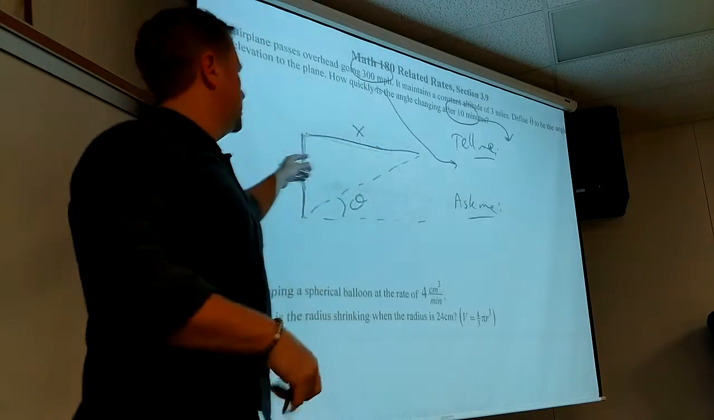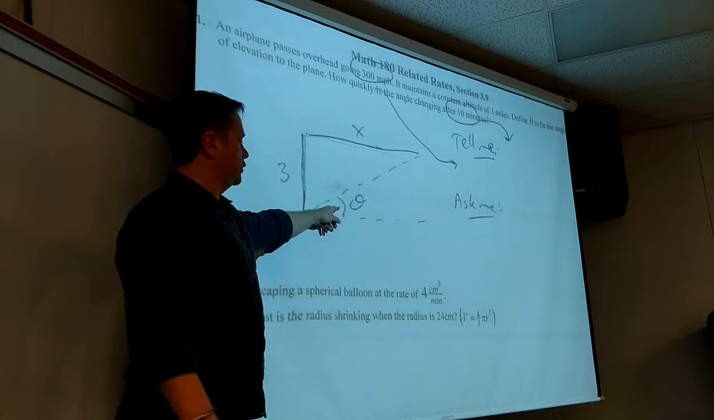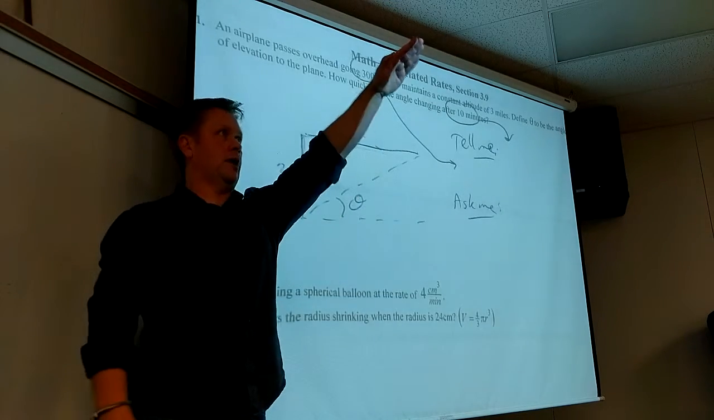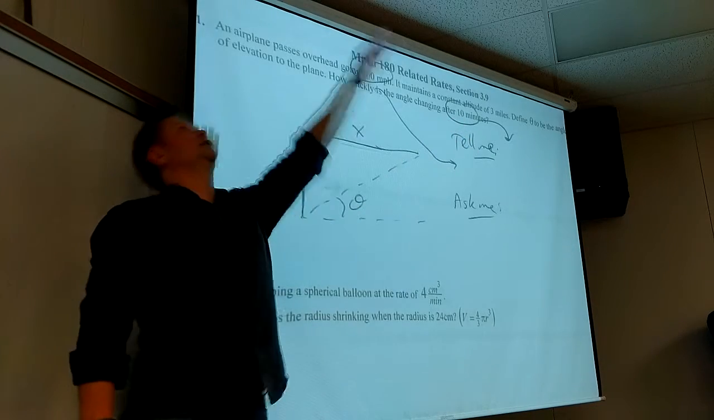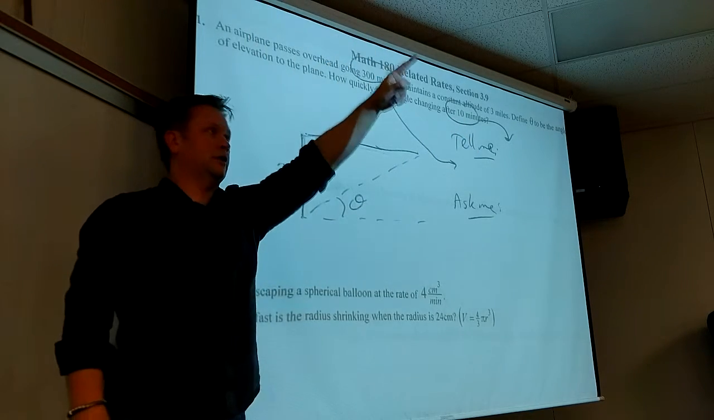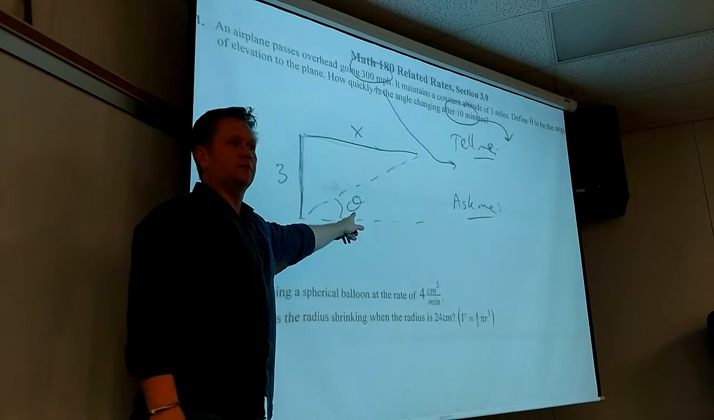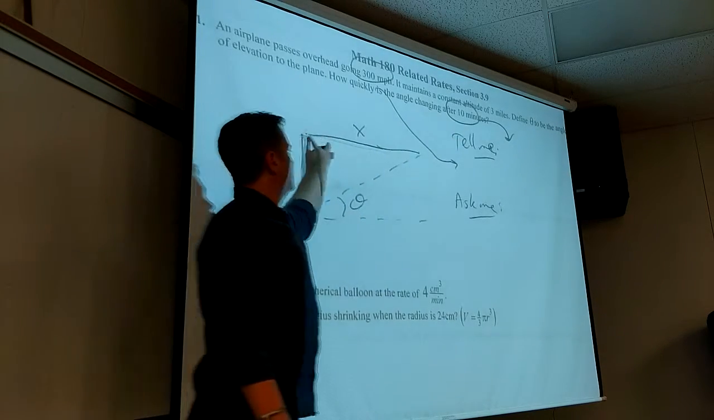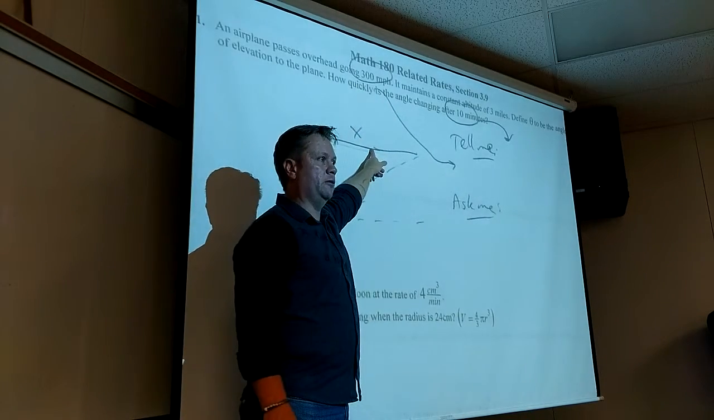What's changing in this case? 3 is constant, right? The angle is changing, of course. As it goes further away, my angle gets smaller and smaller. You guys see that? Because first my angle is this, and then my angle gets smaller and smaller. So that needs a variable there. This distance is also changing, of course, as the plane's going 300 miles an hour. So that needs a variable there.